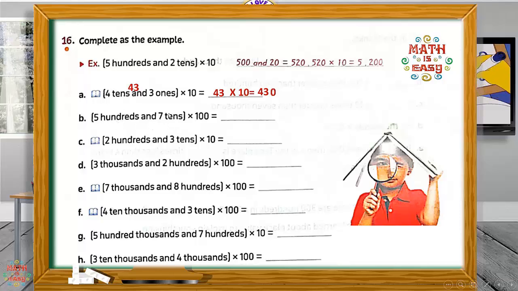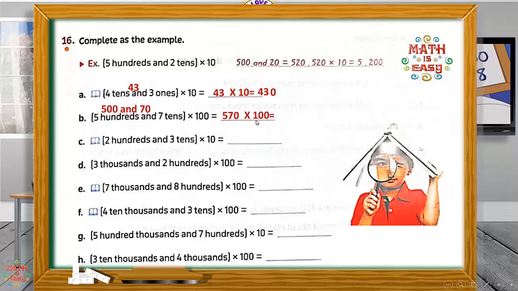B. 500s and 7 tens. Hundreds, 2 zeros, tens, 1 zero. 570. Make addition between them. Start with ones: 0 plus 0, 0. 7 plus 0 equals 7. And 5, 570. Times 100, write 100 here. Now take all the zeros out: 1, 2, 3. Put 3 zeros out. And don't forget to put a comma after each 3 digits. 1 times 57 equals 57. Your answer is 57,000.